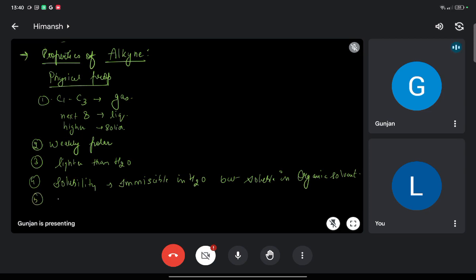Got it? As molecular weight increases, melting point increases, boiling point increases, and solubility in organic solvent increases. Got it?